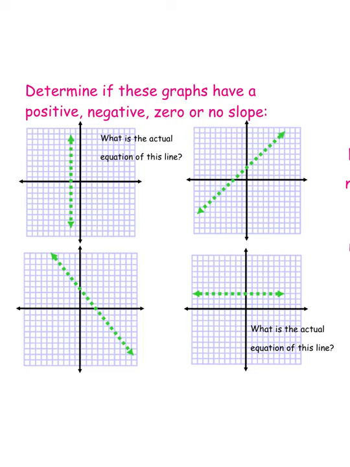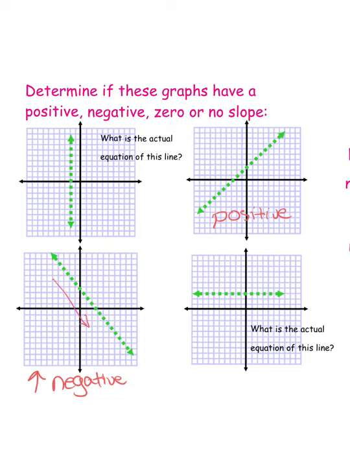So the first thing that we want to review is to determine if these graphs have a positive, negative, 0, or no slope. The easiest one that most kids usually pick out first is the second one here. This has a positive slope because the picture is going up. If we read from left to right, if it's going up, it's positive. Now that should be able to tell us that this picture down here has a negative slope, because if you look at it and read from left to right, the picture is going down.